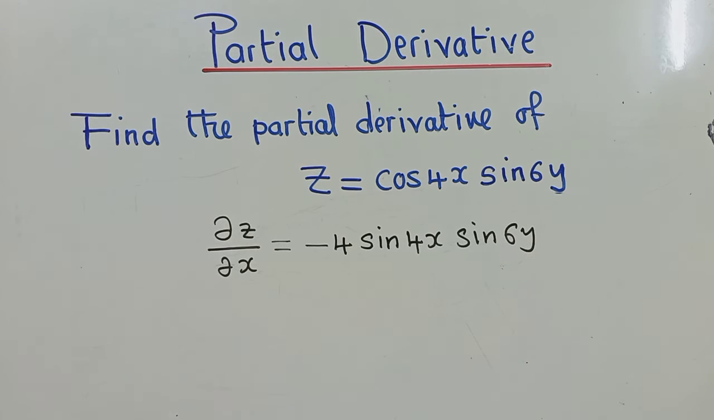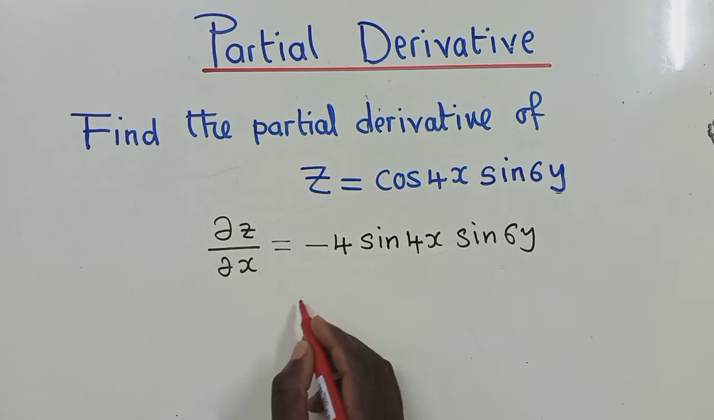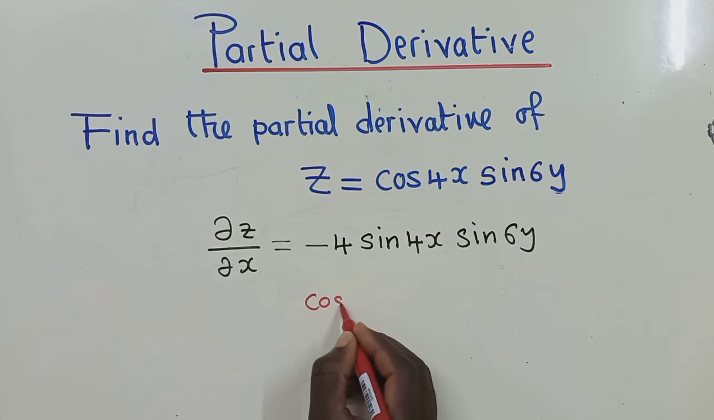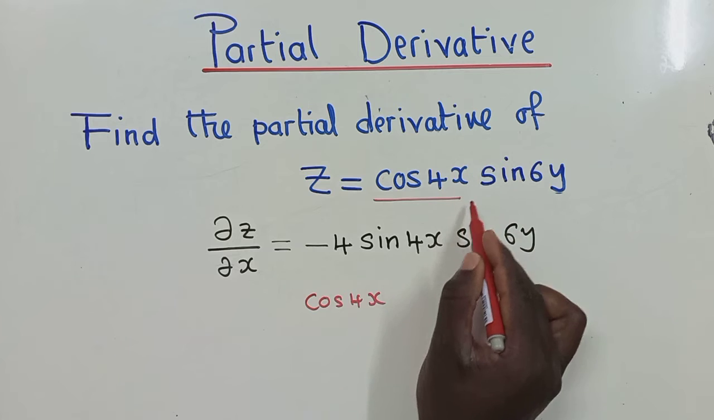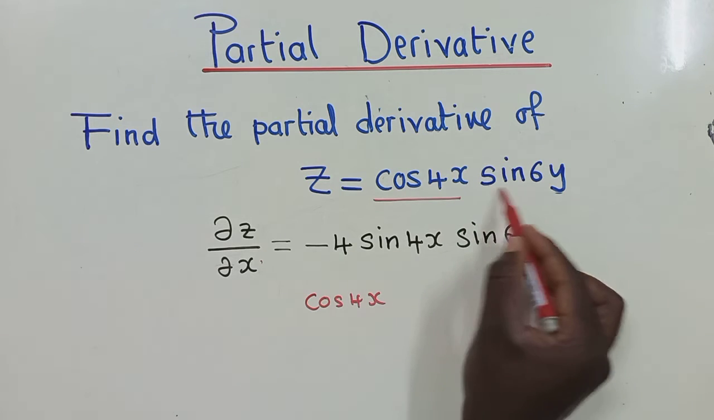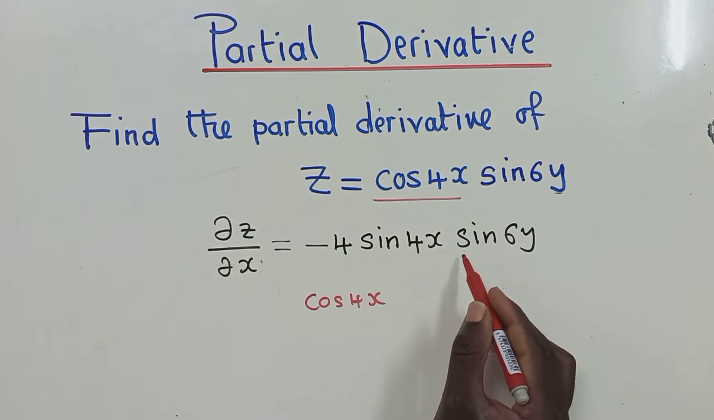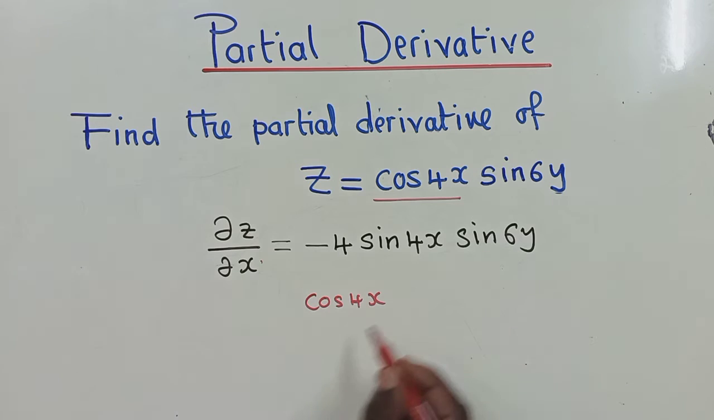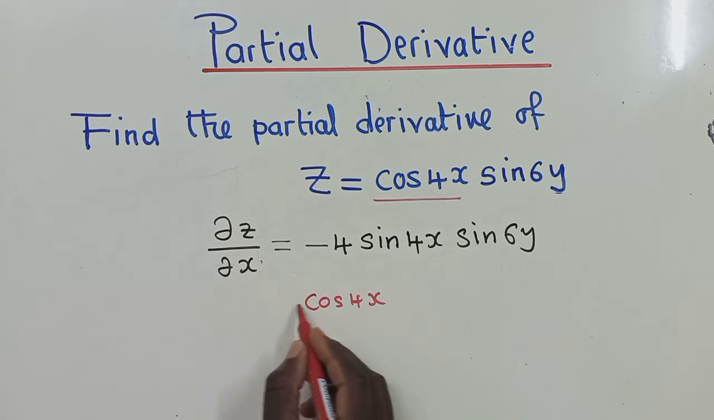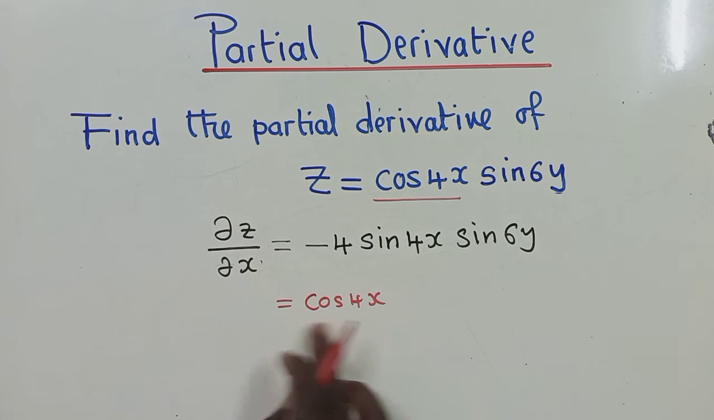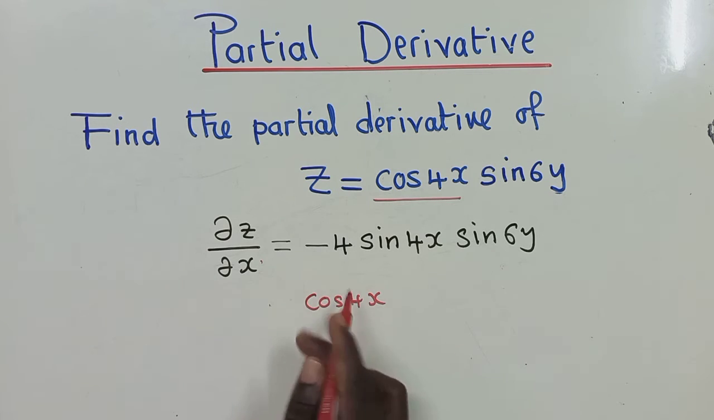So now, how did I know, or how did I find this? Let me try to break it down. You get your cos 4x. Our focus is right here because we are respecting x. The sine 6y will be treated as a constant. So maybe you call this whichever name you want to call this function. And now differentiate it.